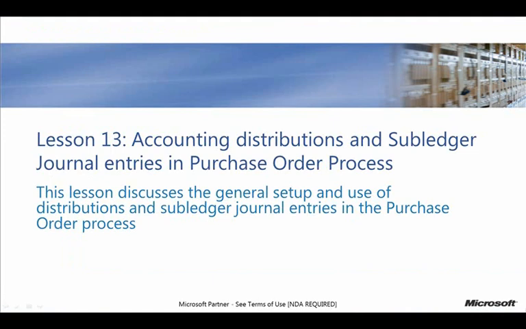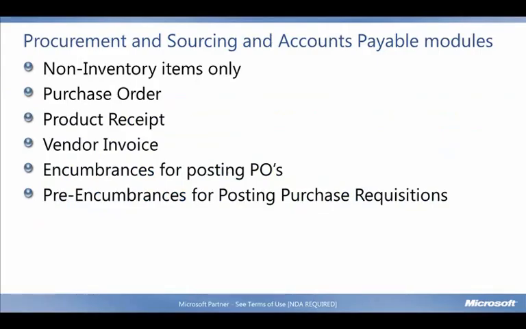Lesson 13 discusses the general setup and use of accounting distributions and Subledger journal entries in the purchase order process. The procurement and sourcing and accounts payable modules of Microsoft Dynamics AX 2012 utilize the accounting distributions and Subledger journal entry functionality on the purchase order, product receipt, vendor invoice, and purchase requisition forms. The following information provides a brief description on how to utilize the features on these forms. For more information regarding the purchase order process, please refer to the new features course for supply chain management.